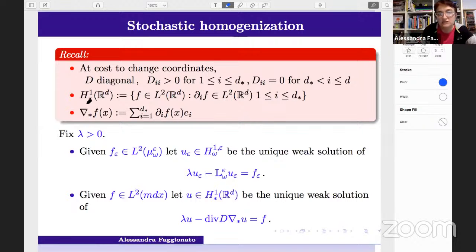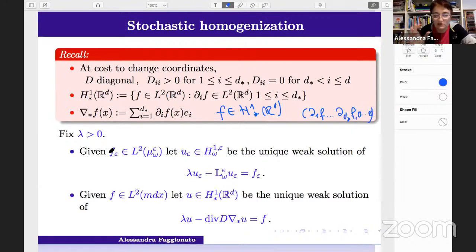So I introduced the space H1 star, which is given by the functions in the standard L2 space of R^d having a weak derivative in the i-th coordinate in L2 when i goes between 1 and d star. And then the gradient star of a function f in H1 star of R^d is simply the standard gradient for the first d star coordinates, and then you have 0, 0, 0, 0, 0.